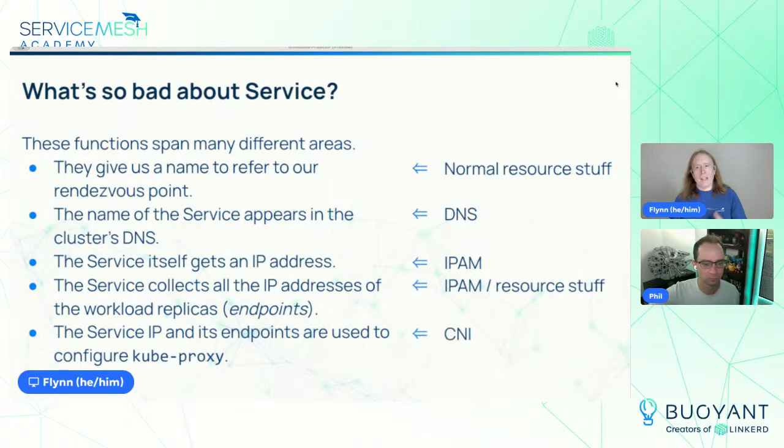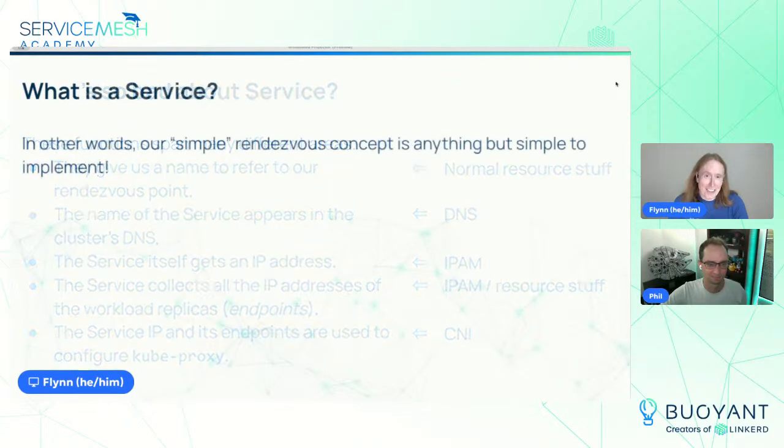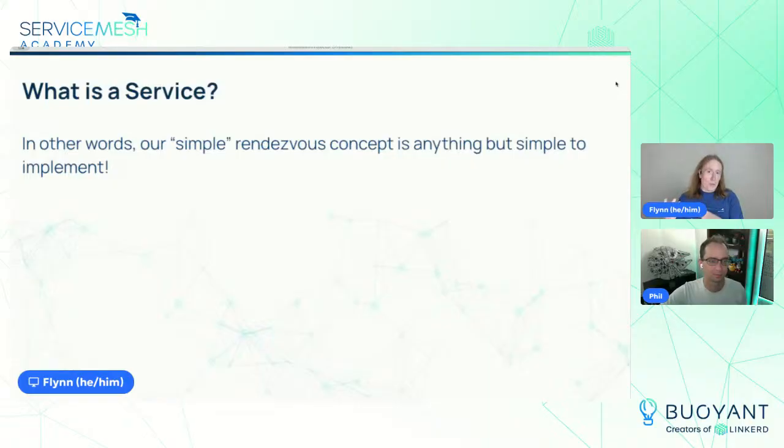Finally, the service IP and its endpoints are used to configure kubeproxy. That is an interaction with the container networking interface, and it is also deeply, deeply fascinating. So, services are ugly. Ultimately, the concept is really simple, but making it work is really, really not simple.